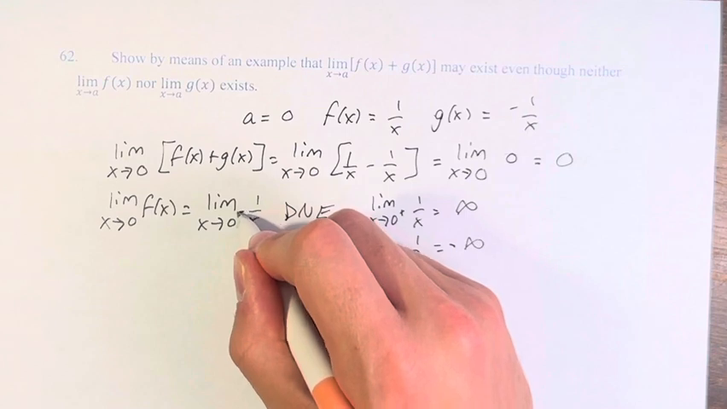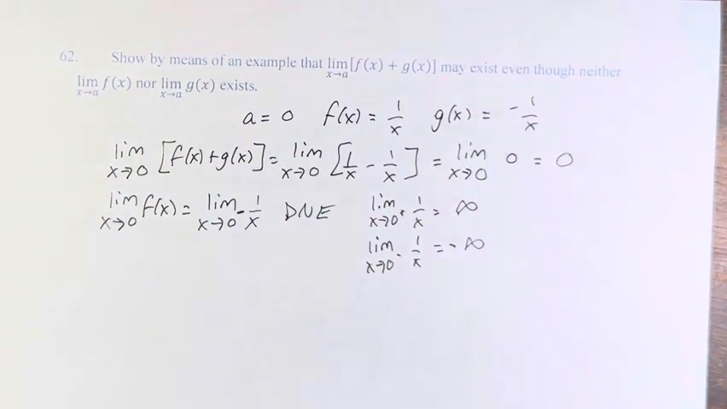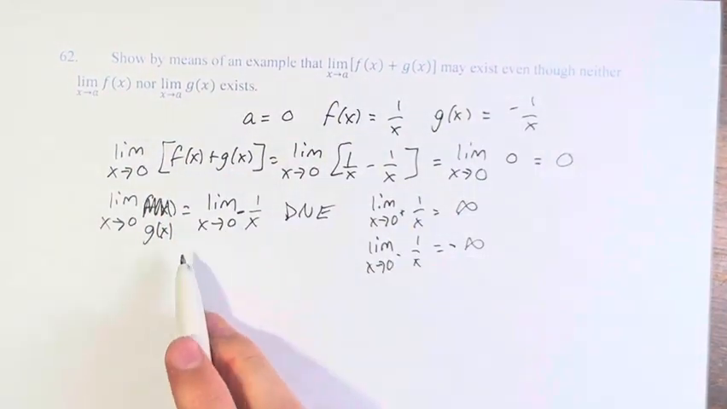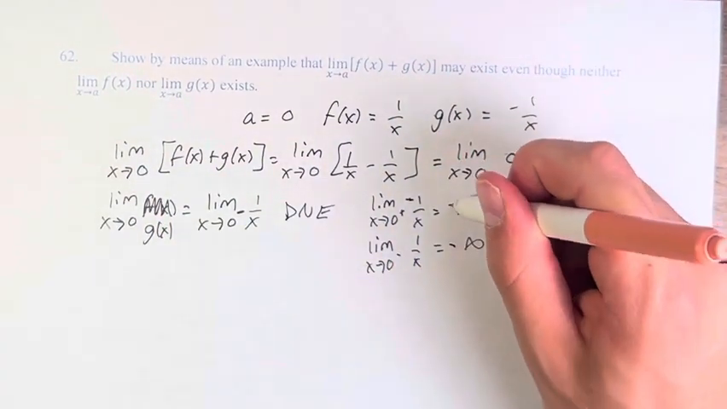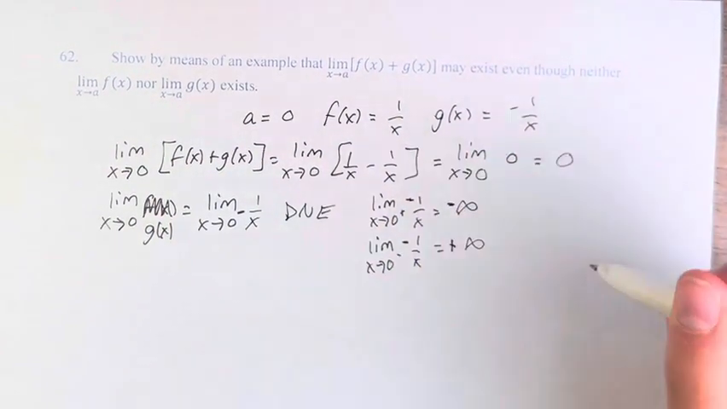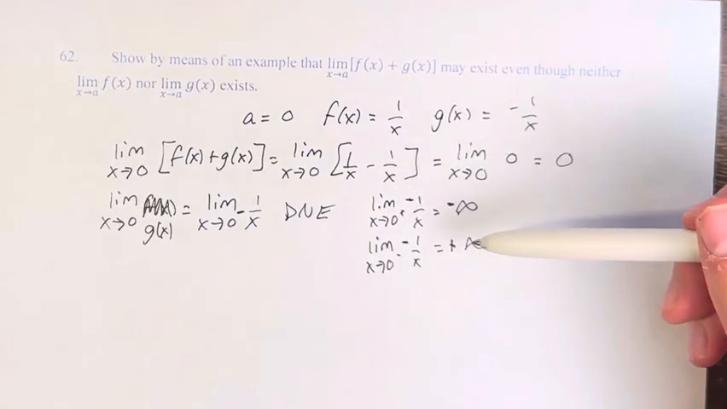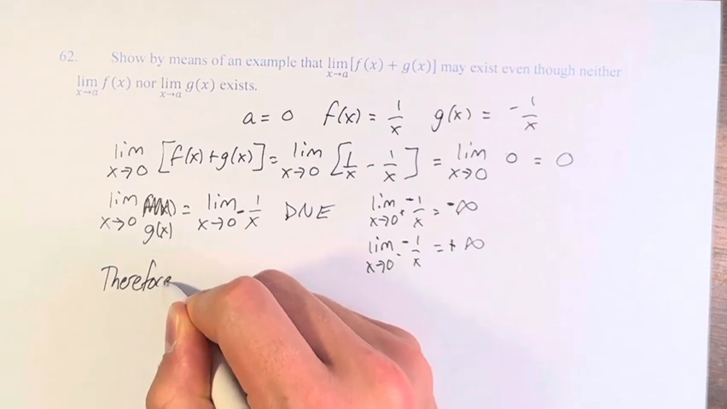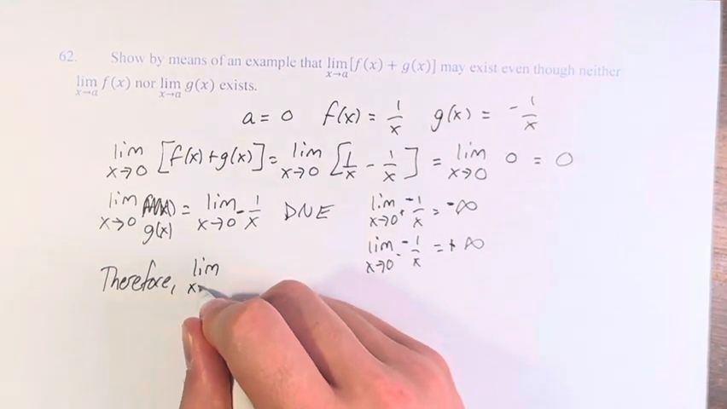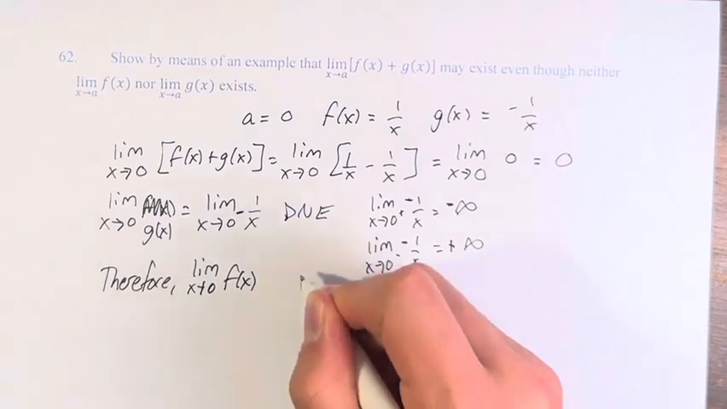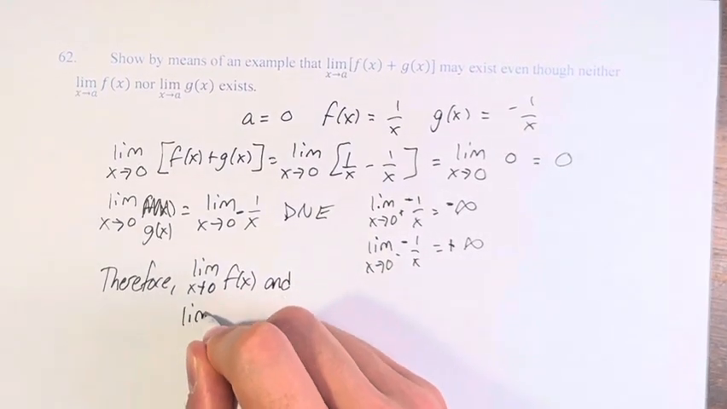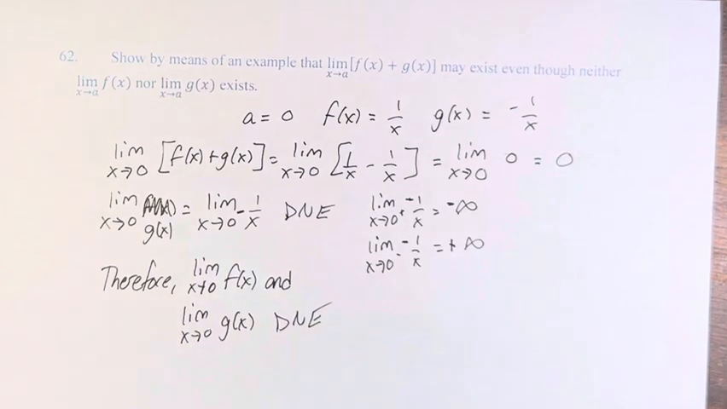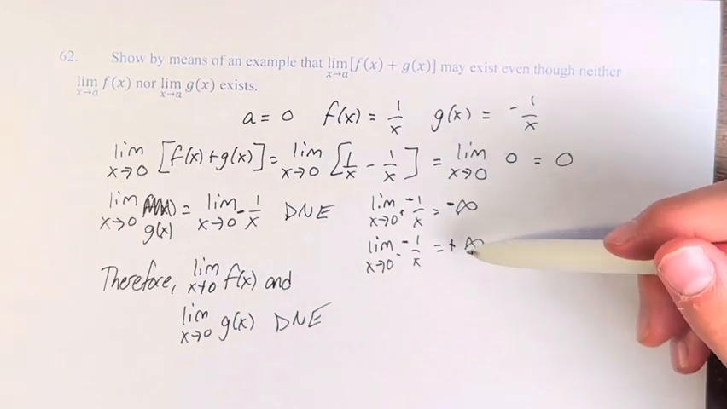And the limit of negative 1 over x does not exist, right? I guess this would be g of x. This does not exist because this is just adding a negative sign to both of these, and they just swap places. This one becomes negative infinity, this one becomes positive infinity. Therefore, the limit as x approaches 0 of f of x and the limit as x approaches 0 of g of x do not exist, right? In one direction it goes to negative infinity, in the other it goes to positive infinity.